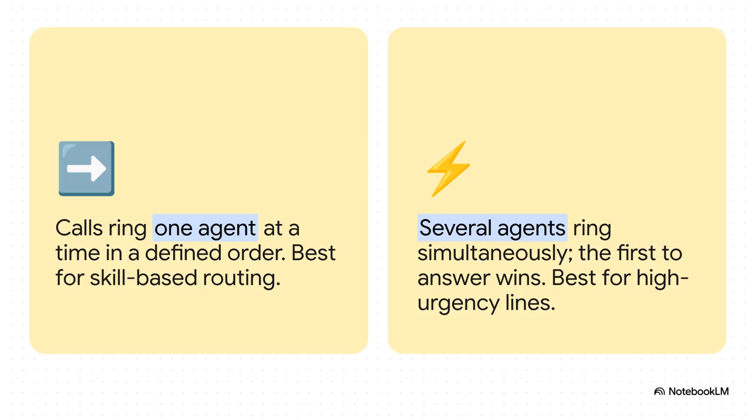First is serial. Think of it like a line. The call rings one agent at a time, in the exact order you set. This is perfect if you want your most experienced agent to always get the first shot. Then you've got parallel. This is more like a free-for-all. A group of agents' phones ring all at once, and it's first come, first served. This one is all about speed.